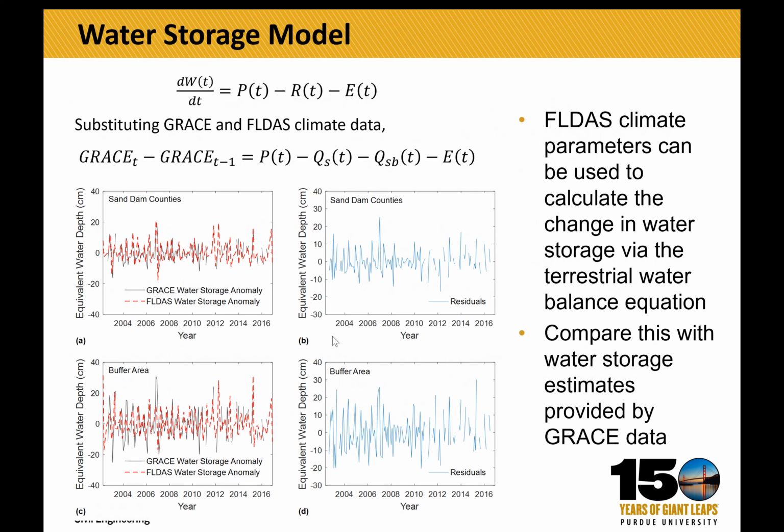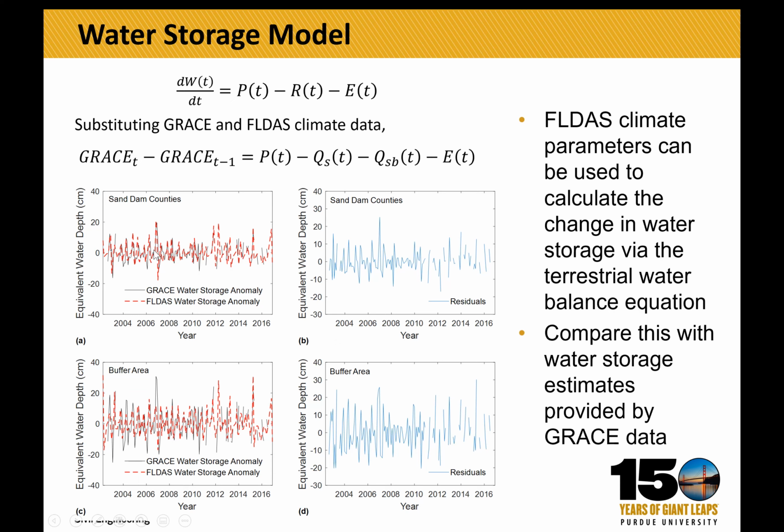So the idea here is we have rainfall information. If you subtract the runoff and evapotranspiration, which we will get from FLDAS, what we get is how much water is getting into the ground. And then can we relate that groundwater change to what we observe from the GRACE data.